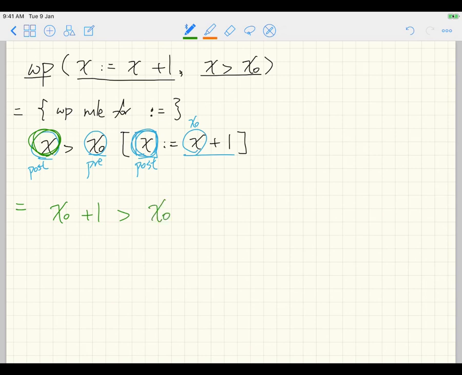Are you okay with this? And now, can you see what that simplifies into? That means 1 larger than 0, right? Well, simply just true.